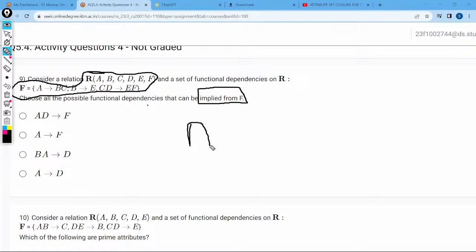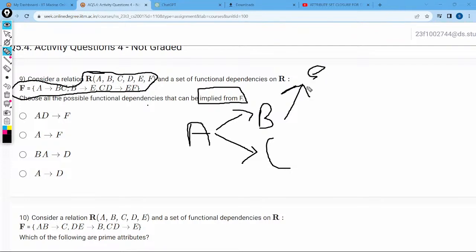Let me do this. A is mapped on to B and C, B and C individually. Now B is mapped to E and CD is mapped to EF, right? So A through B, is D mapped or not? So D is not mapped.